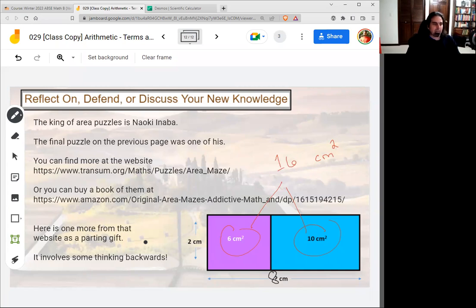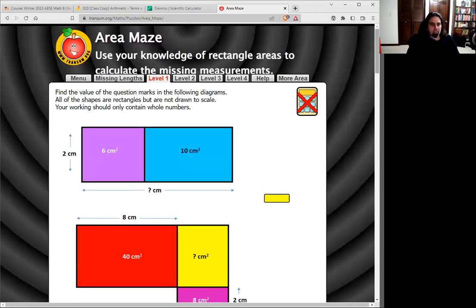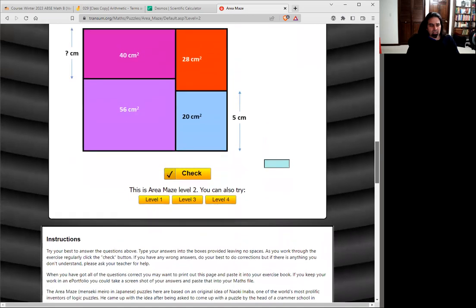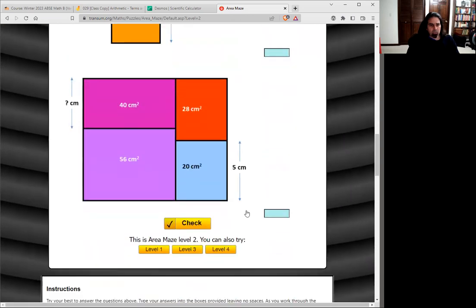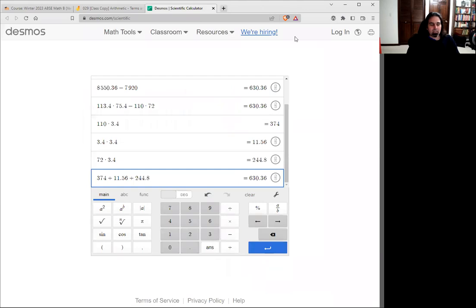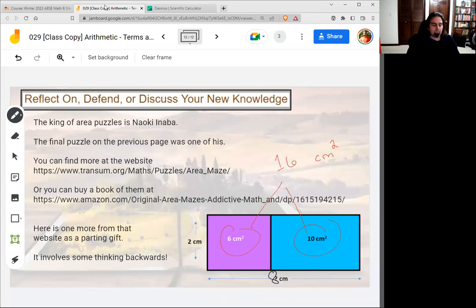Ta-da! Let me see if I can show you this website, because it is kind of fun. So there's the one we just did. You can see some others. And then when you're done, you can pick harder ones. And at the bottom, you can check your work. Or you put your number in here and then check your work, things like that. So if you like these puzzles, then there are more.